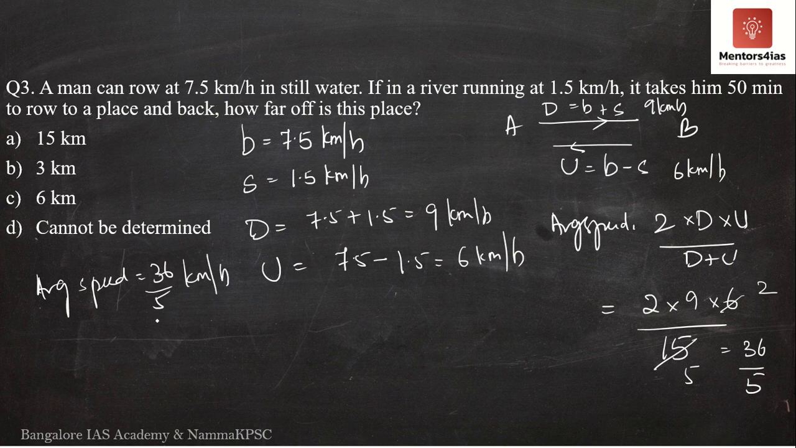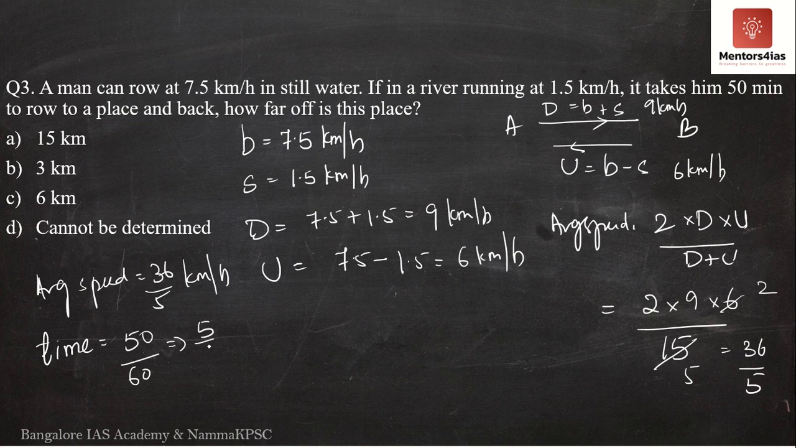Please don't divide 36 by 5 and get decimal point, which will take up more time and also make your life more difficult. Always keep it in fractions, because most of the times it will always cancel out. So we now have average speed. We also have time. What is the time? Time taken is 50 minutes or 50 by 60 hours.